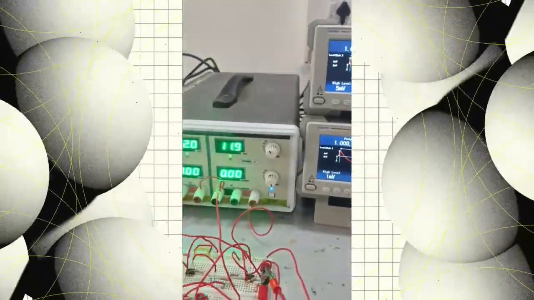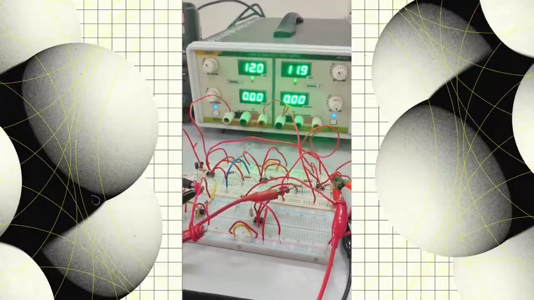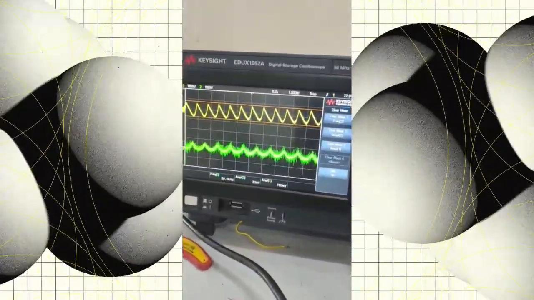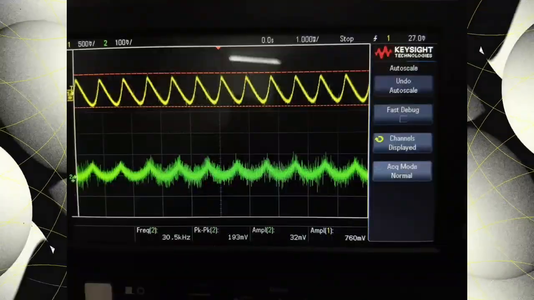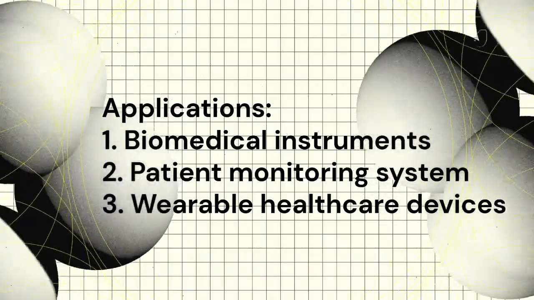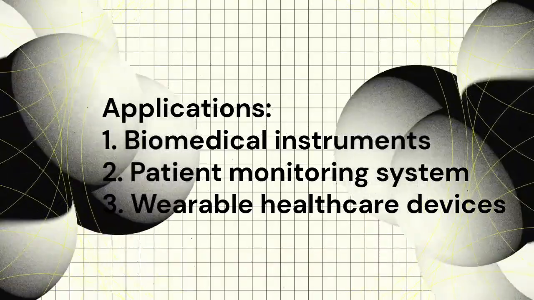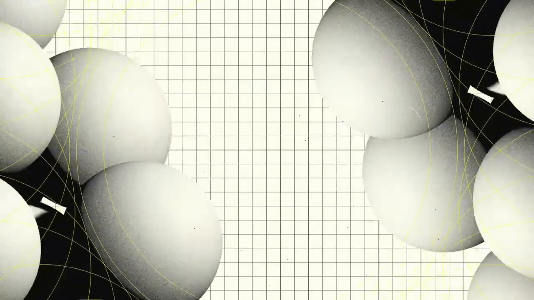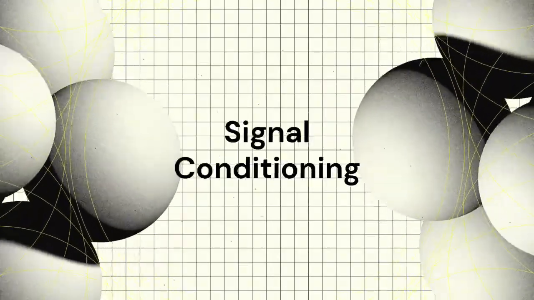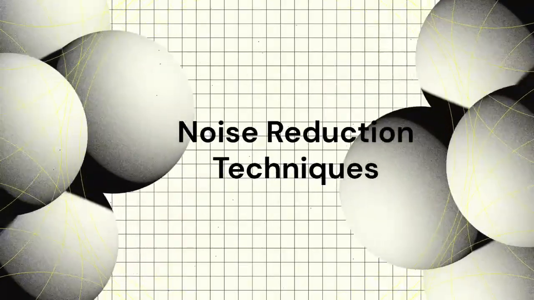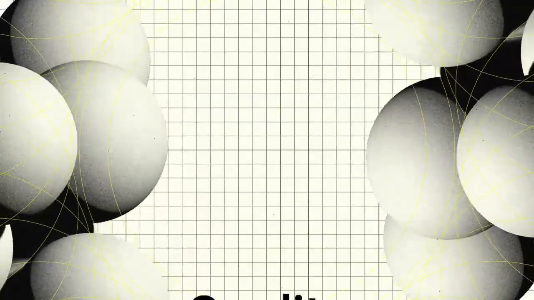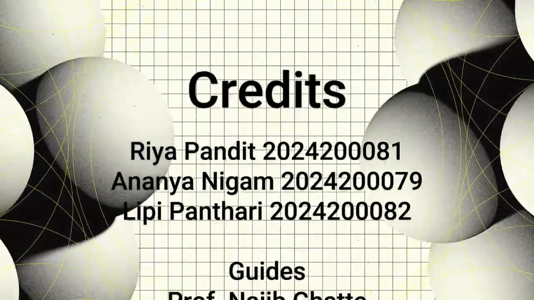After completing the setup, we verified the output using the oscilloscope. The practical waveform closely matched the simulated waveform, confirming successful amplification and filtering of the ECG signal. Systems like this are widely used in biomedical instruments, patient monitoring systems, and wearable healthcare devices. Through this project, we learned important concepts such as differential amplification, active filtering, signal conditioning, and noise reduction techniques. Most importantly, we understood how electronics can be applied in real healthcare technology to monitor something as important as a human heartbeat.